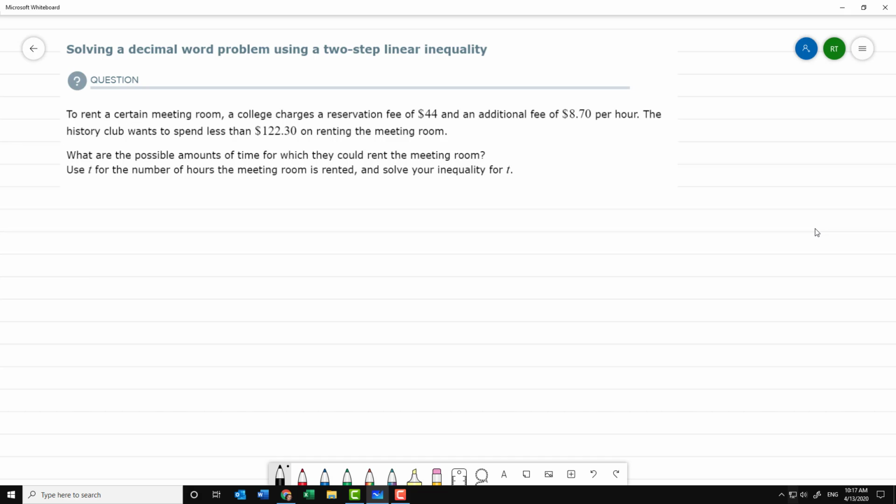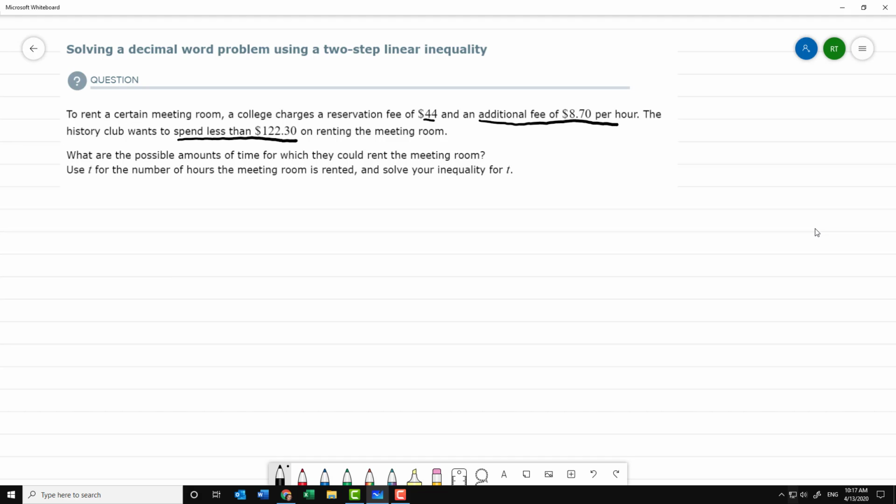I'm not going to solve this one because it's similar to the other one we went over, but I just want you to see the setup. Here it says that, to rent a certain meeting room, a college charges a reservation fee of $44, so they're charging $44, an additional fee of $8.70 an hour, and they want to spend less than $122.30.